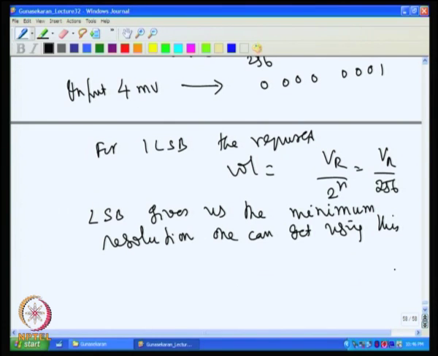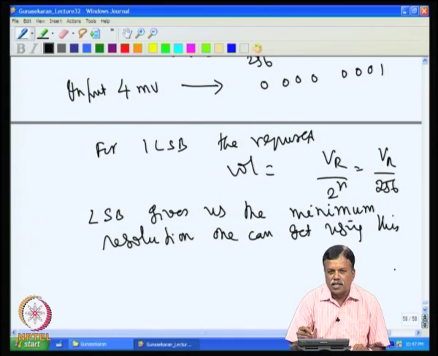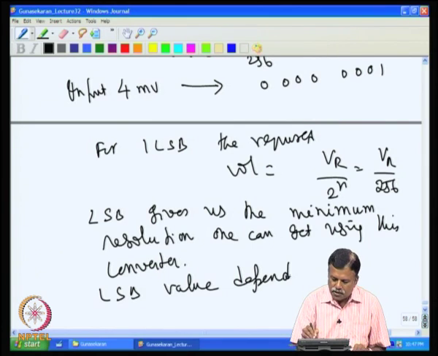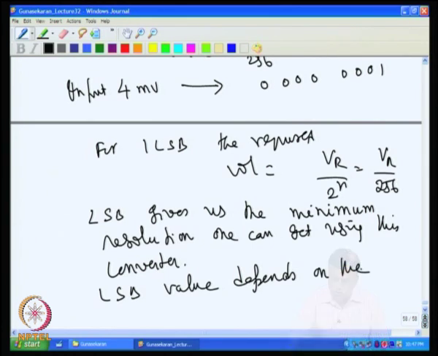Of course, this depends upon the reference voltage. If the reference voltage is different, for the same converter, you will get a different resolution. So the LSB value depends on the reference voltage.